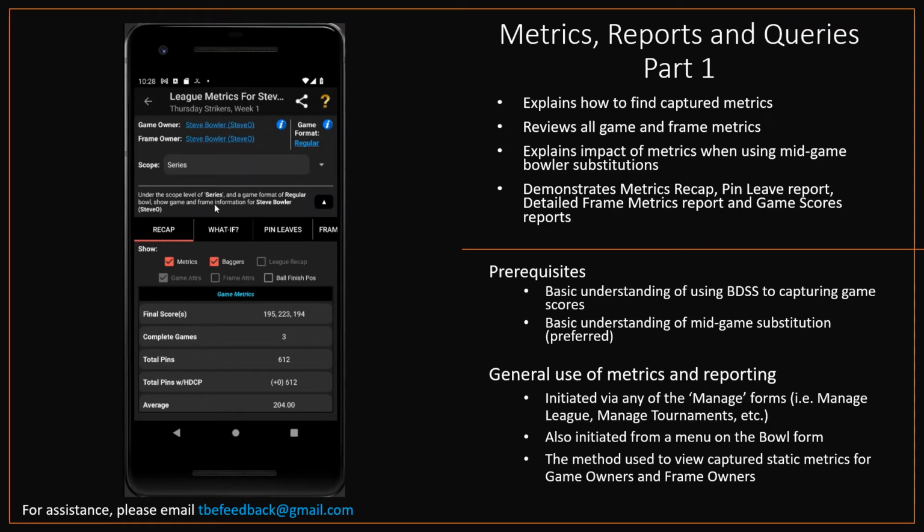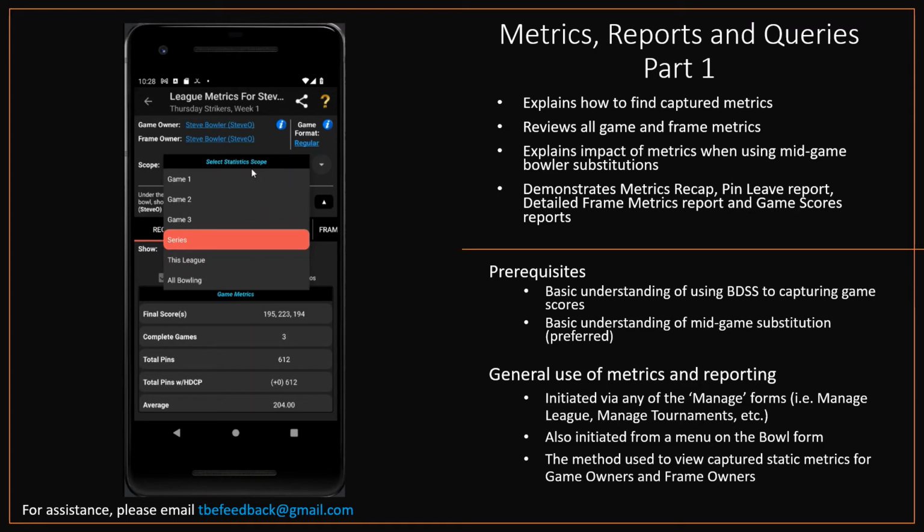Now let's talk about scope for a second. The scope dropdown defines the level of metrics for BDSS to return. Clicking Scope drops down a menu option including Game Scope as well as Series, League, and All Bowling Scope. Game Scope will only return game metrics for the selected game. Series will only return metrics for the specific series for this league week.